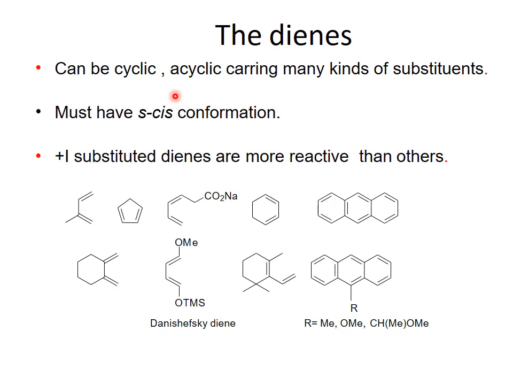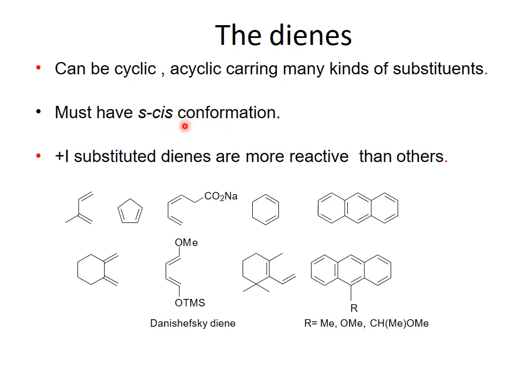If it is cis diene, then it is more reactive than the trans diene. Plus I substituted dienes are more reactive than others. As we know, one of the reactants of the Diels-Alder reaction is the diene, and the diene acts as a nucleophile. It provides electrons to the dienophile. So the diene is a more electron donating species.